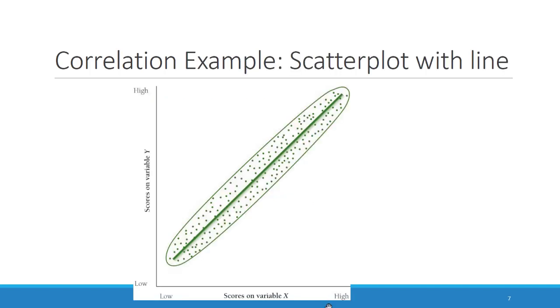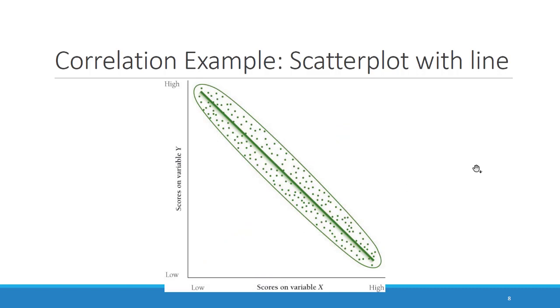Here's an example of a correlation. This is called a scatter plot, so you can see that each dot represents someone standing on a variable x along with their standing on a variable y. This represents a very strong and positive correlation. We can tell that it is a strong correlation because the dots are all clustered fairly close together around that line. And we can also tell that it's positive because as scores on variable x increase or go farther away from this point here and go further to the right, scores on Y also go higher up, further away from the low and closer to the high.